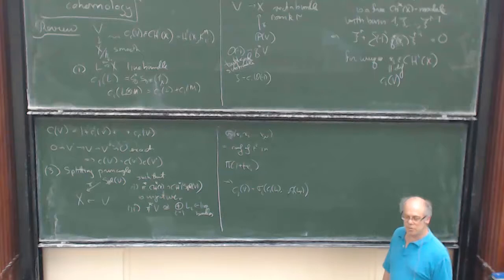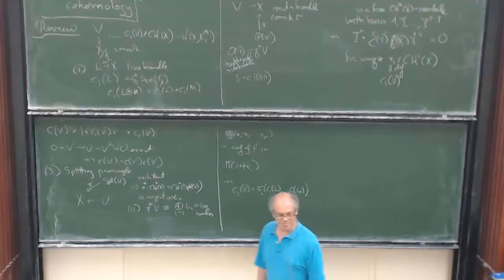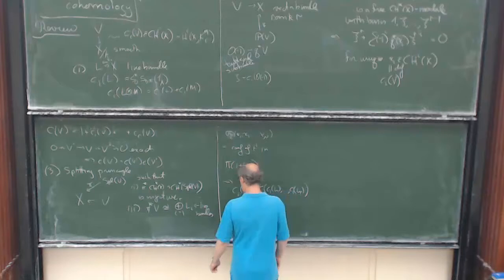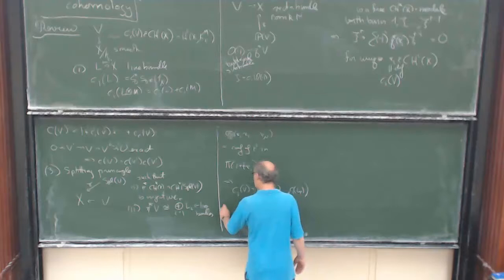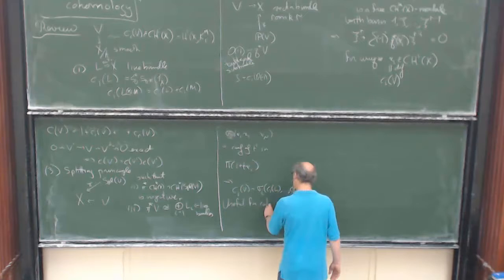That's if you, yeah, but you can then go further and split it. Believe me, this works. We can talk about it later. Okay. So, why is this useful? This is useful for calculating the total Chern class of related bundles.